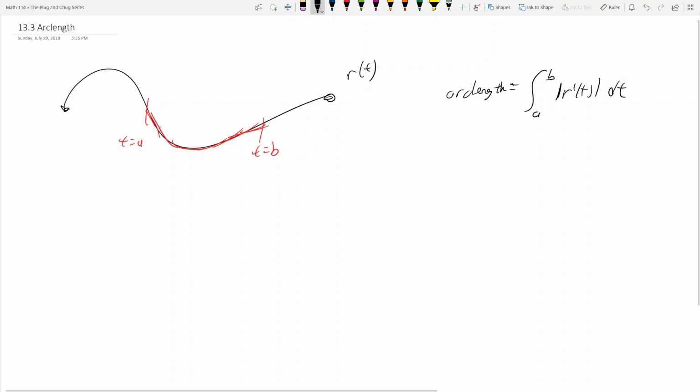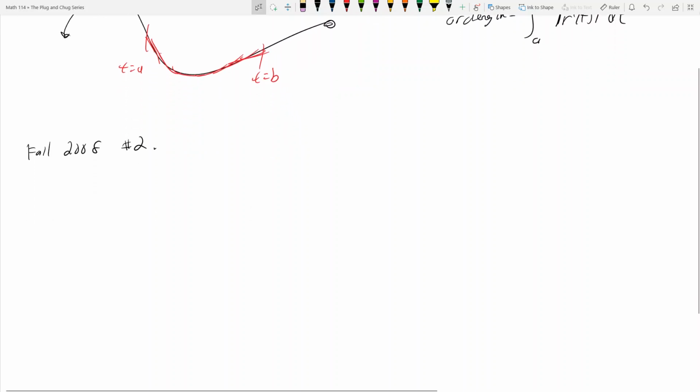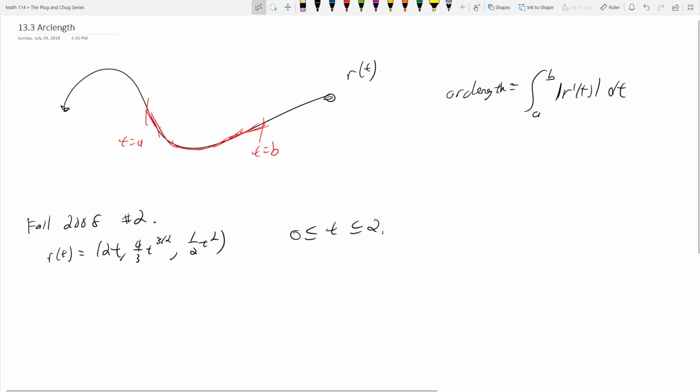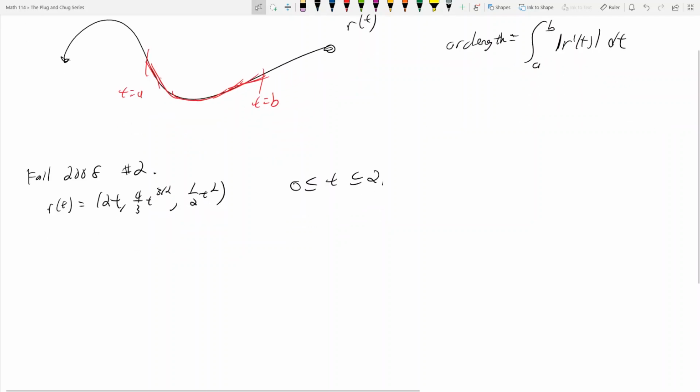Okay? And let's explore then this problem from fall 2008, number 2, which is the following problem. r of t is 2t, 4/3 t to the 3 halves, 1/2 t squared, and you want to find the arc length when t is from 0 to 2. Okay? And so, given that formula, it looks like we need to find the derivative, and then we need to find the magnitude of the derivative.